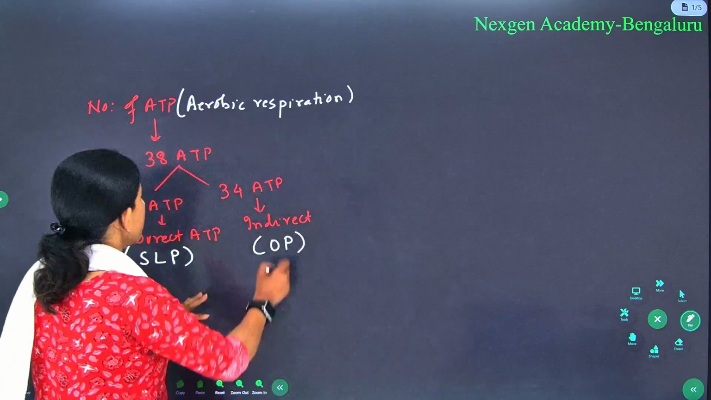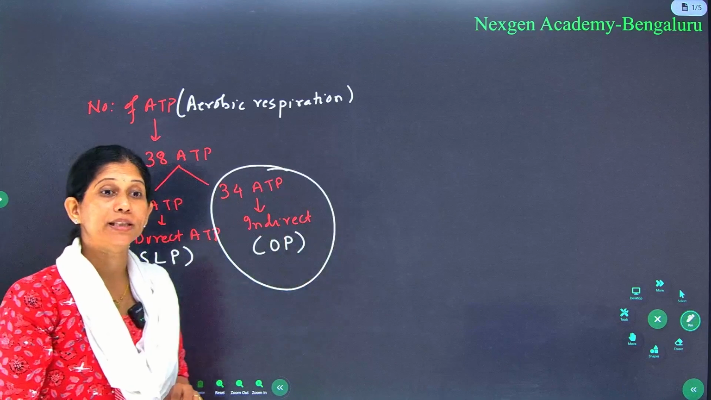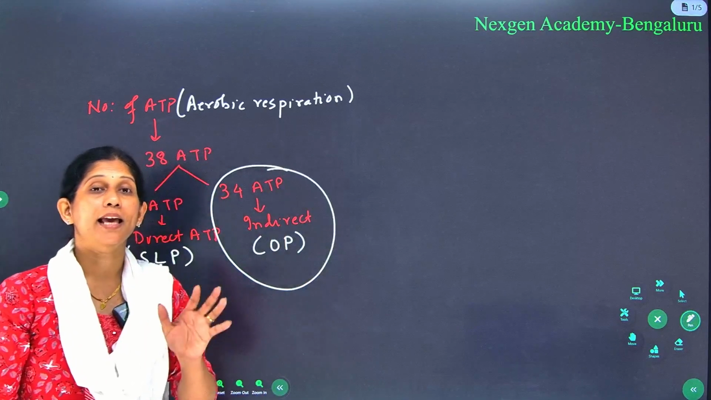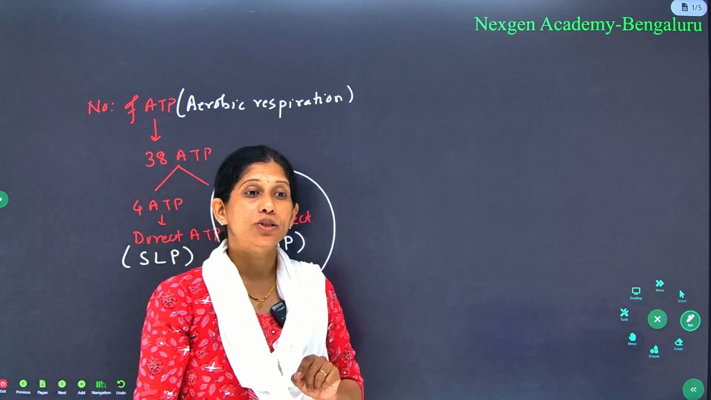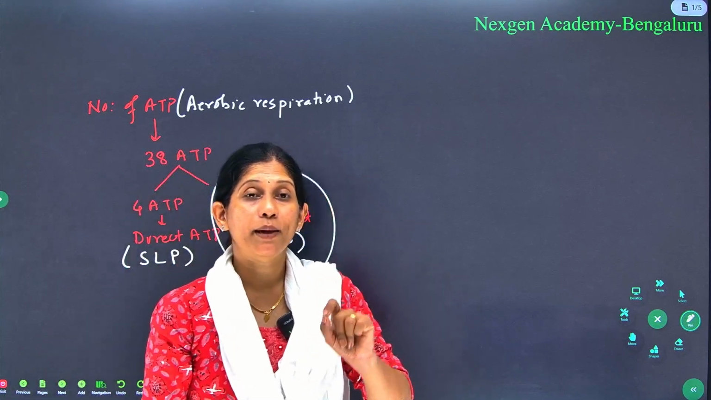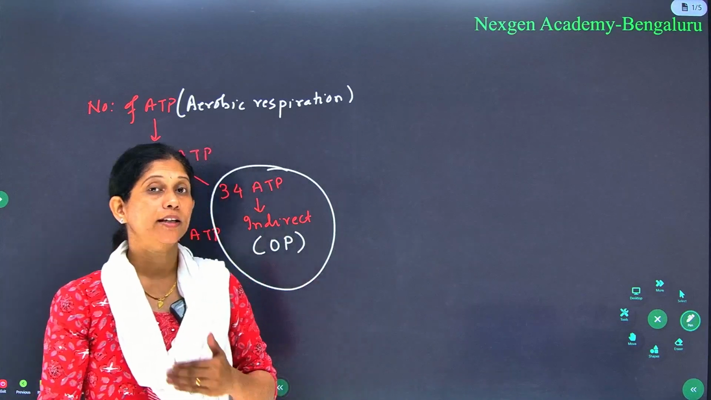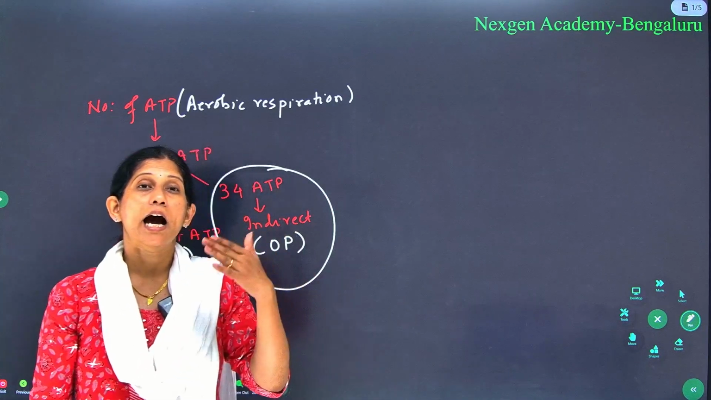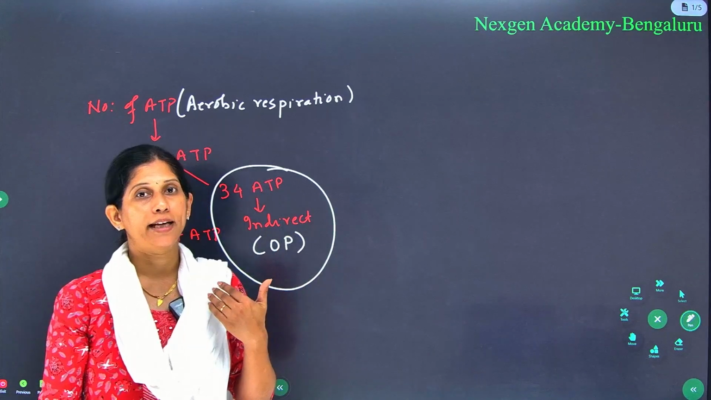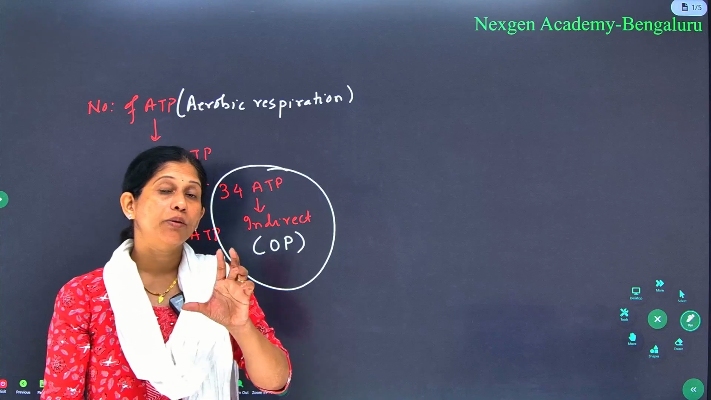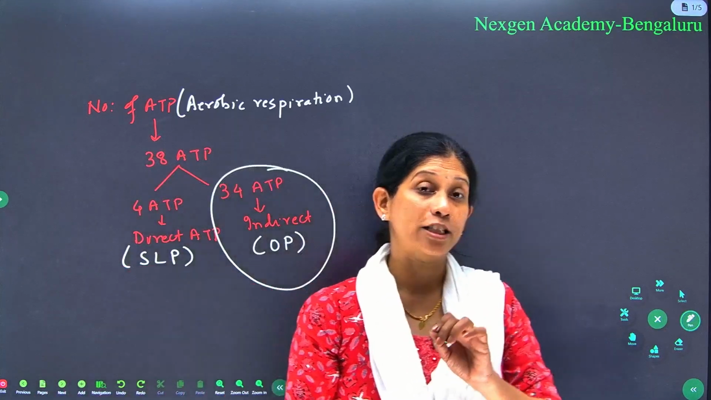So this is what we are going to study now. How are these 34 ATPs generated? A scheme of electron flow is given in our textbook. That picture is very important. It will explain how, when the electron is transported, protons also are released, and how this proton is helping us in the formation of ATP. See here, exactly what is helping in the process of ATP generation is the proton, or H plus.